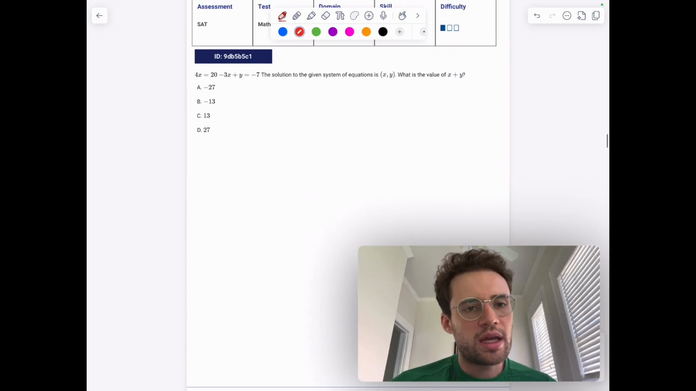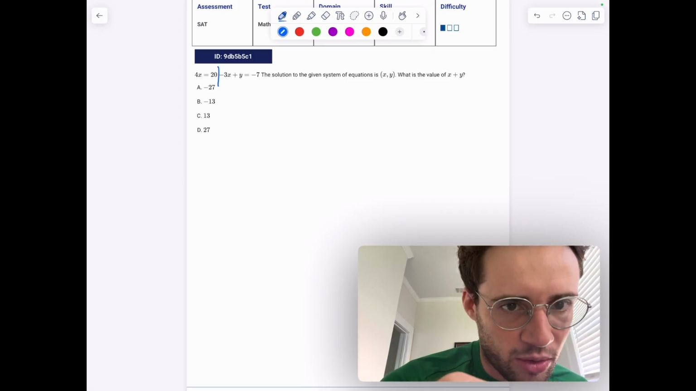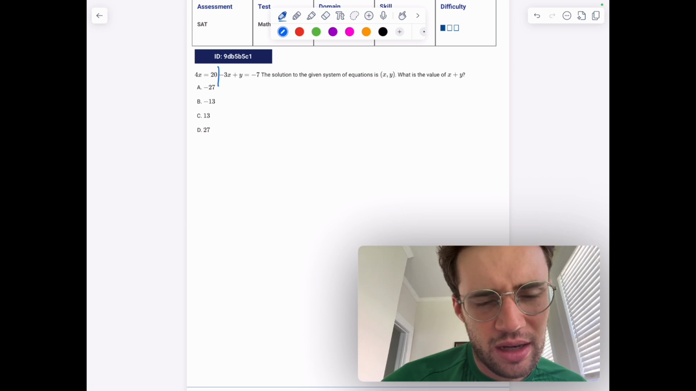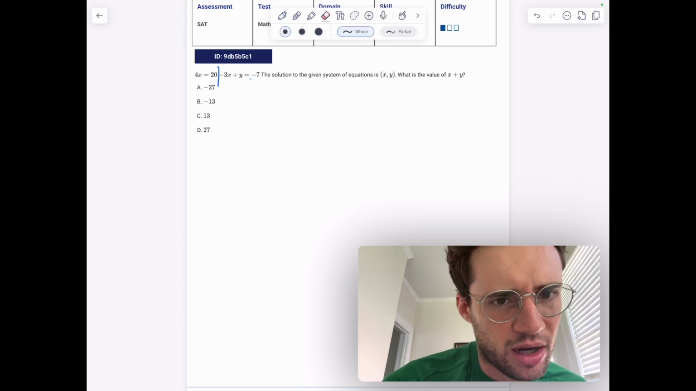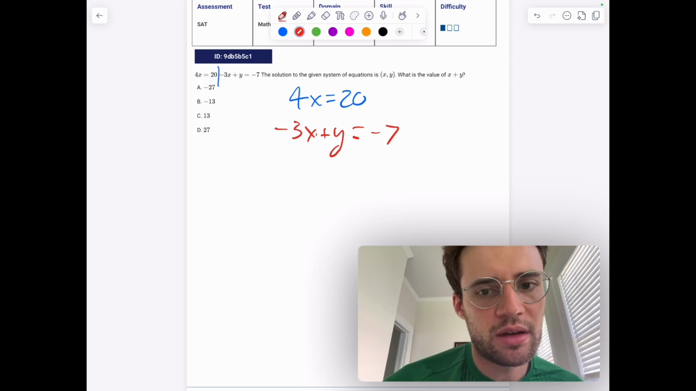4x equals 20 minus 3x. Oh no, these are two separate equations. This one's really poorly formatted, but you can see there's a little bit more space between the 20 and the negative sign, or the subtraction sign. Although it's actually about the same amount of space that you have there. Anyway, what they mean for this to be is 4x equals 20 and negative 3x plus y equals negative 7.